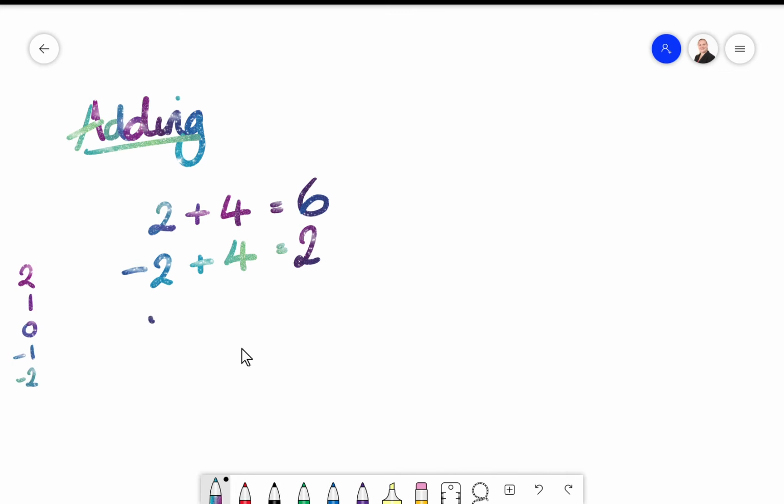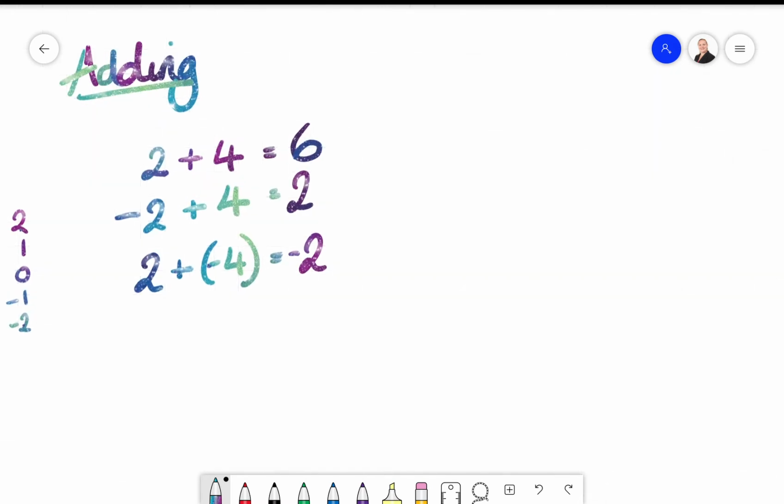Now I could have 2 plus minus 4. So here I start with 2 good things in my life. Then I add 4 negative things. So I've started with 2 good things, but if I add something bad, it gets worse. So it goes down by 4, 1, 2, 3, 4, to minus 2.